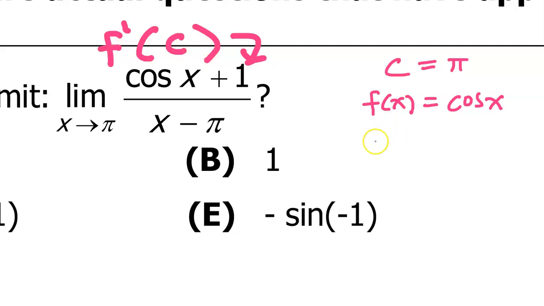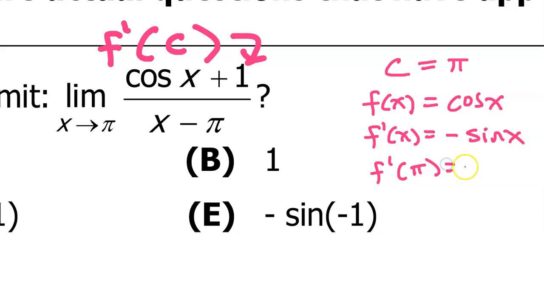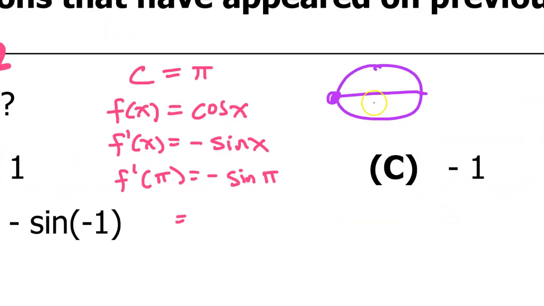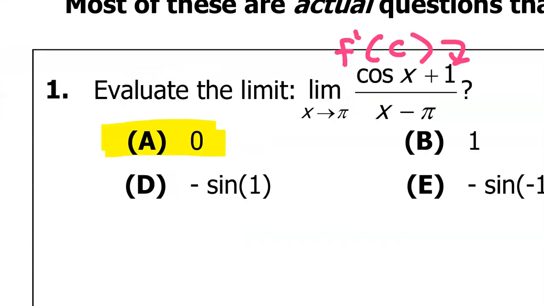So we just need to find f prime at c. So first we need to find the derivative f prime. But the derivative of cosine is negative sine. So that's f prime. F prime at pi is going to be negative sine pi. And sine of pi, sine is the y value, and at pi, the y value is 0. So this is like -0, which is just 0. Which means that the final answer is A.